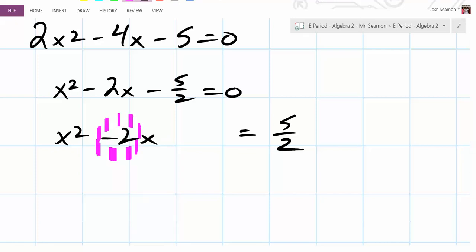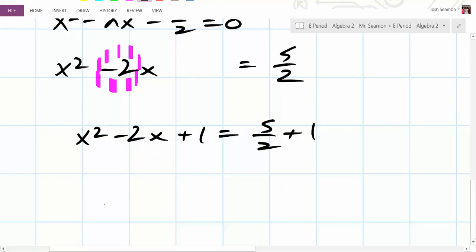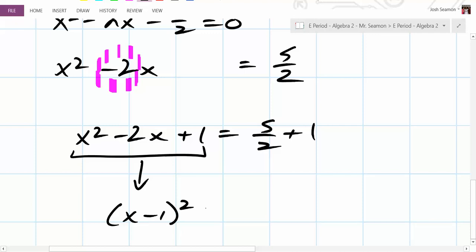When you square it, it becomes positive. It doesn't really change anything, but negative 2 divided by 2 is negative 1. Negative 1 squared is 1. So you're adding what to both sides? You're just adding 1 to both sides. Well, you can just factor this straight off. What does that factor into? x minus 1 squared equals, what, 7 over 2?